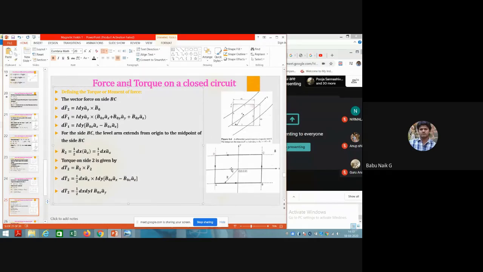Cross B naught, which is the magnetic field produced at the center by the current flowing here, that is B bar naught. B bar naught can be written in a similar way to the last slide, with x, y and z components of the vector. Now these are dF2, not dF1, dF2. Here I dy, after taking A cap y cross the x, y and z components, gives B bar z naught A cap x minus B bar x naught A cap z.